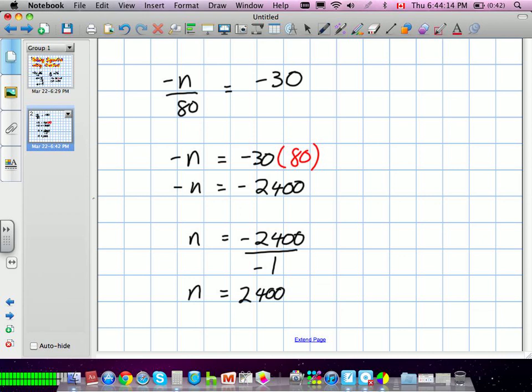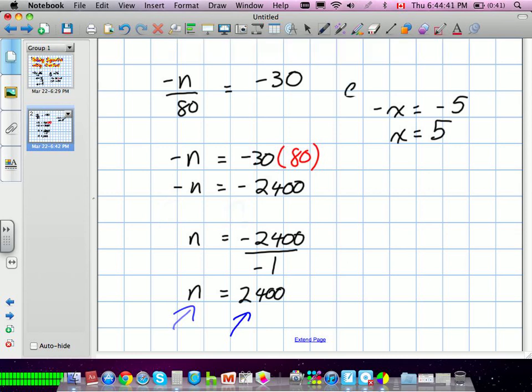Anytime you have a negative exponent, let's get another example quickly. Say we had negative x equals negative 5. The quick way of doing this, what is x going to equal? Positive 5, right? Because we had negative n was negative 2,400, so positive n was positive 2,400. So there's another example.